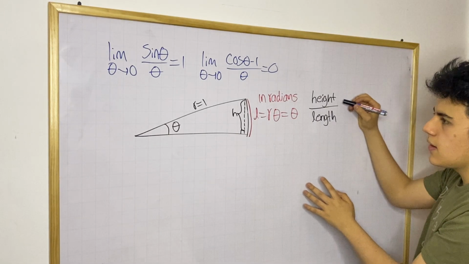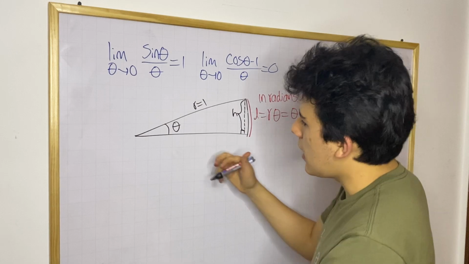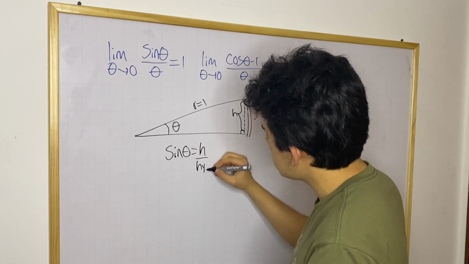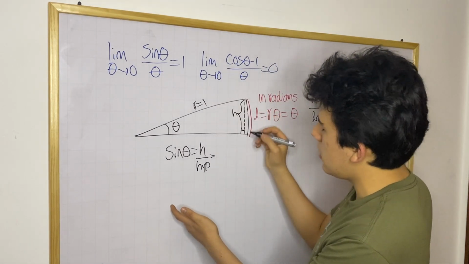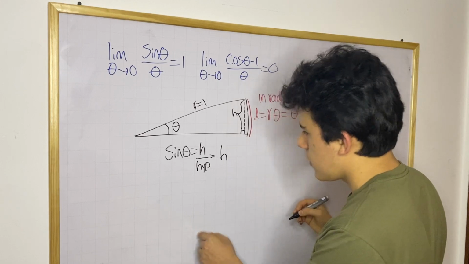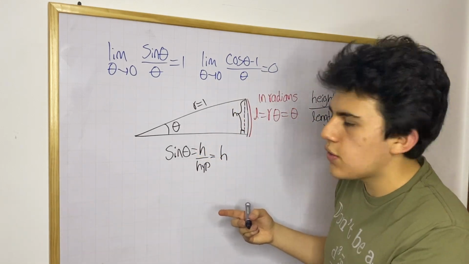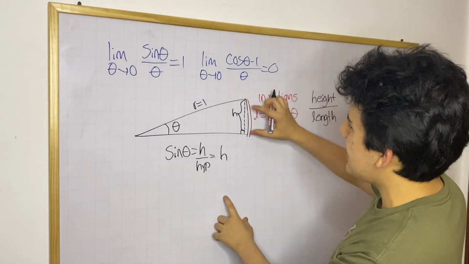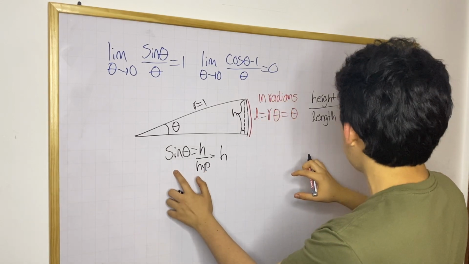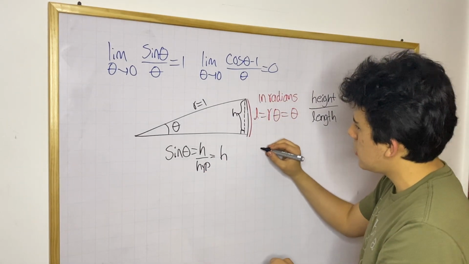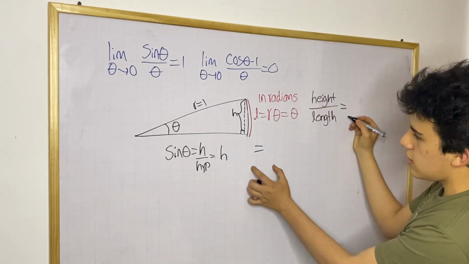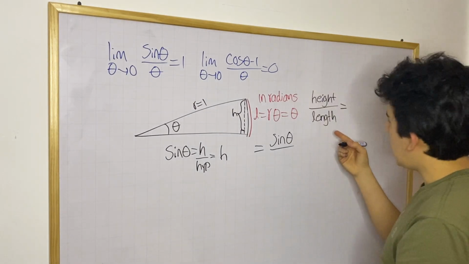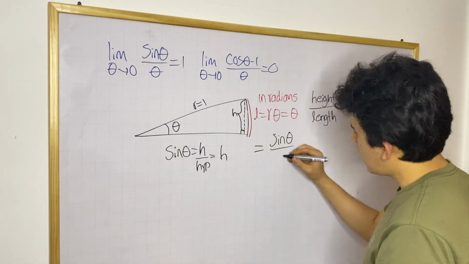Okay. Now if we want to start assigning some numbers to these two variables, we can start first by finding the height. Now, what is the height of this triangle? We know that sine theta is equal to h over the hypotenuse, and the hypotenuse would be the radius of the circle, which is 1, so sine theta is just equal to h, okay? That means that the height of this triangle would be equal to sine theta. So the height would be sine theta, and the length would be theta, okay?